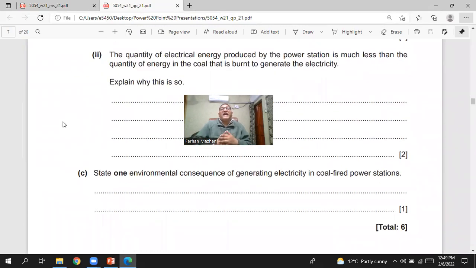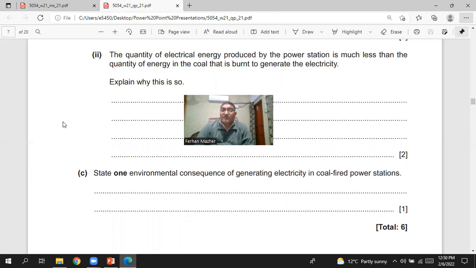The quantity of electric energy produced by the power station is much less than the quantity of energy in the coal that is burned to generate electricity. Explain why this is so. You see, when the combustion of the coal takes place, not only is thermal energy produced, and transferred to the generator, some sound energy is also produced, and some light energy is also produced, and sound and light both go wasted.